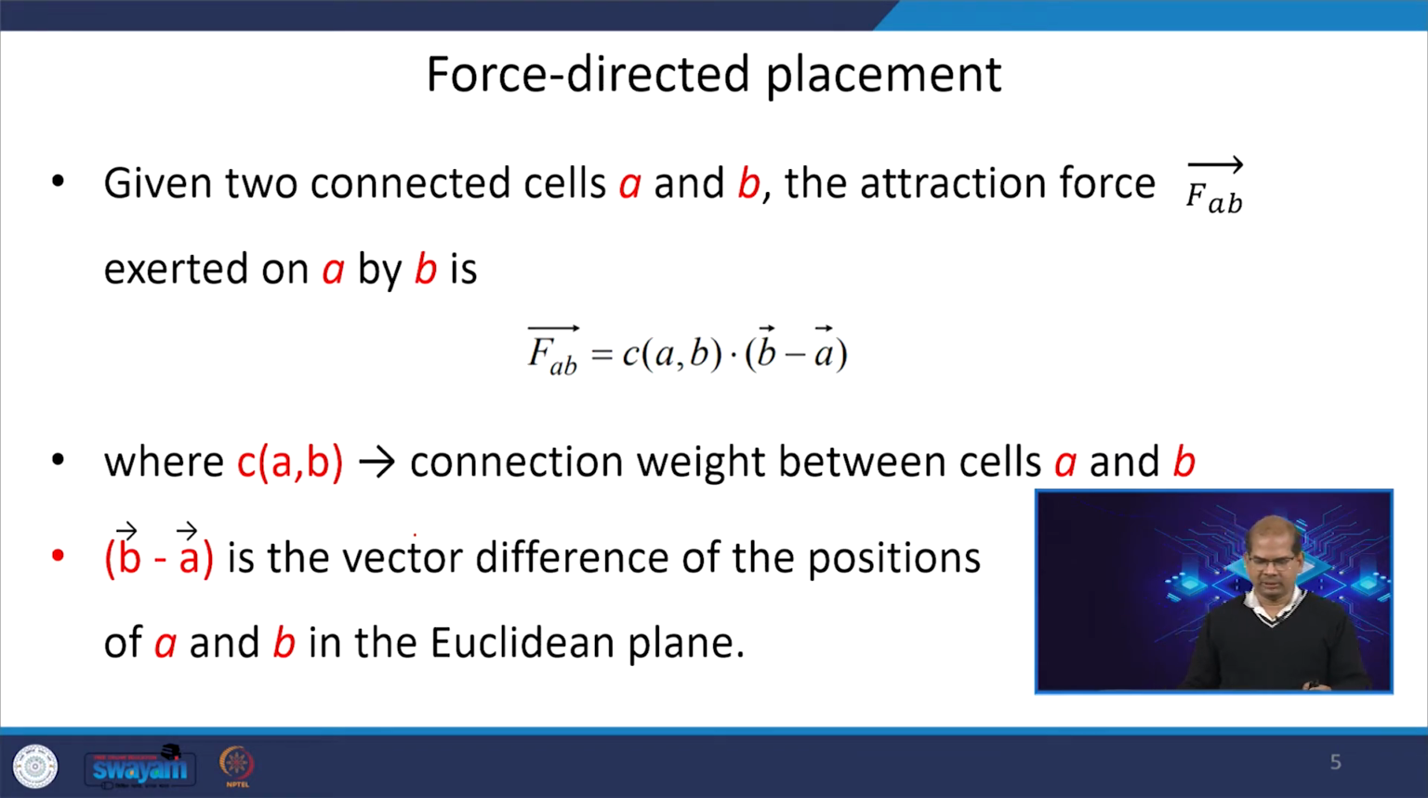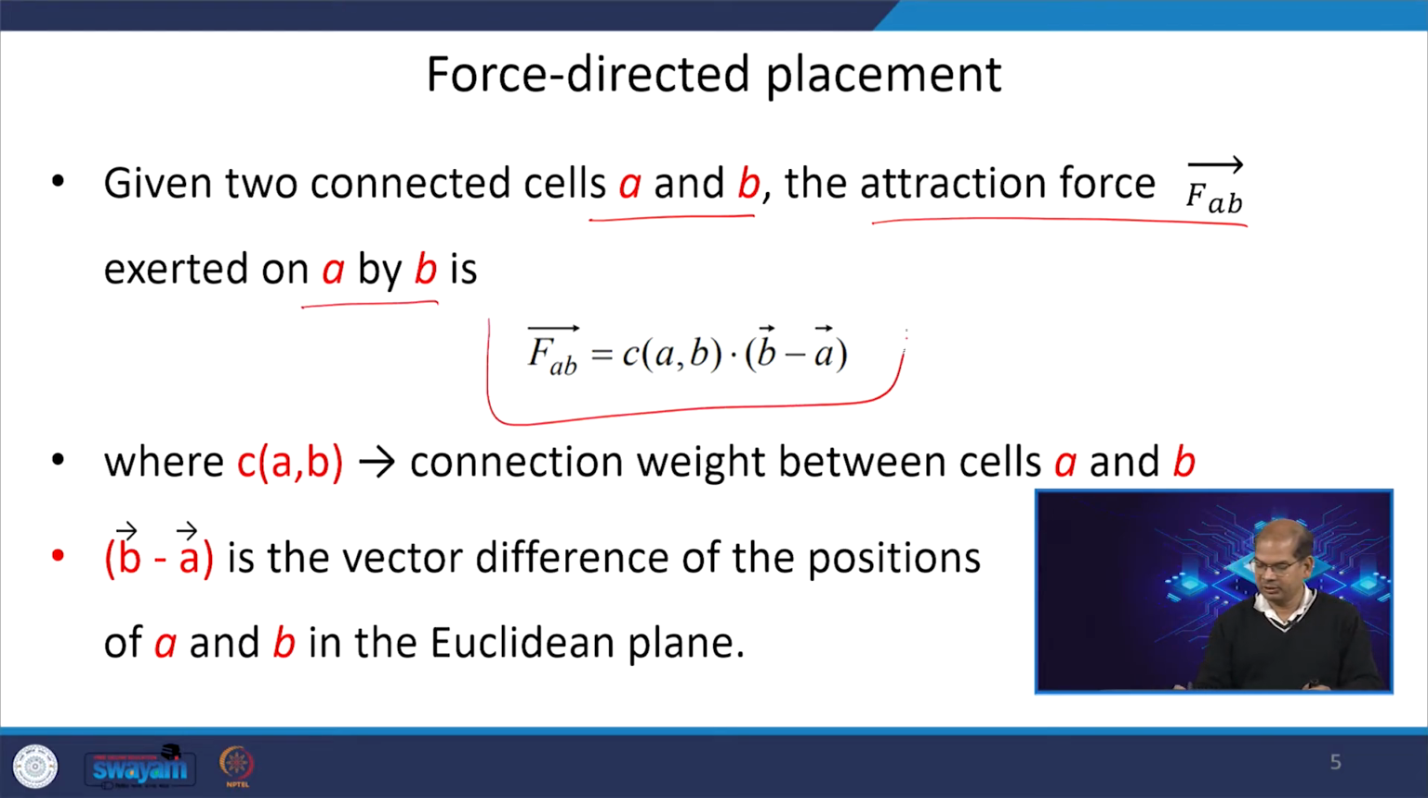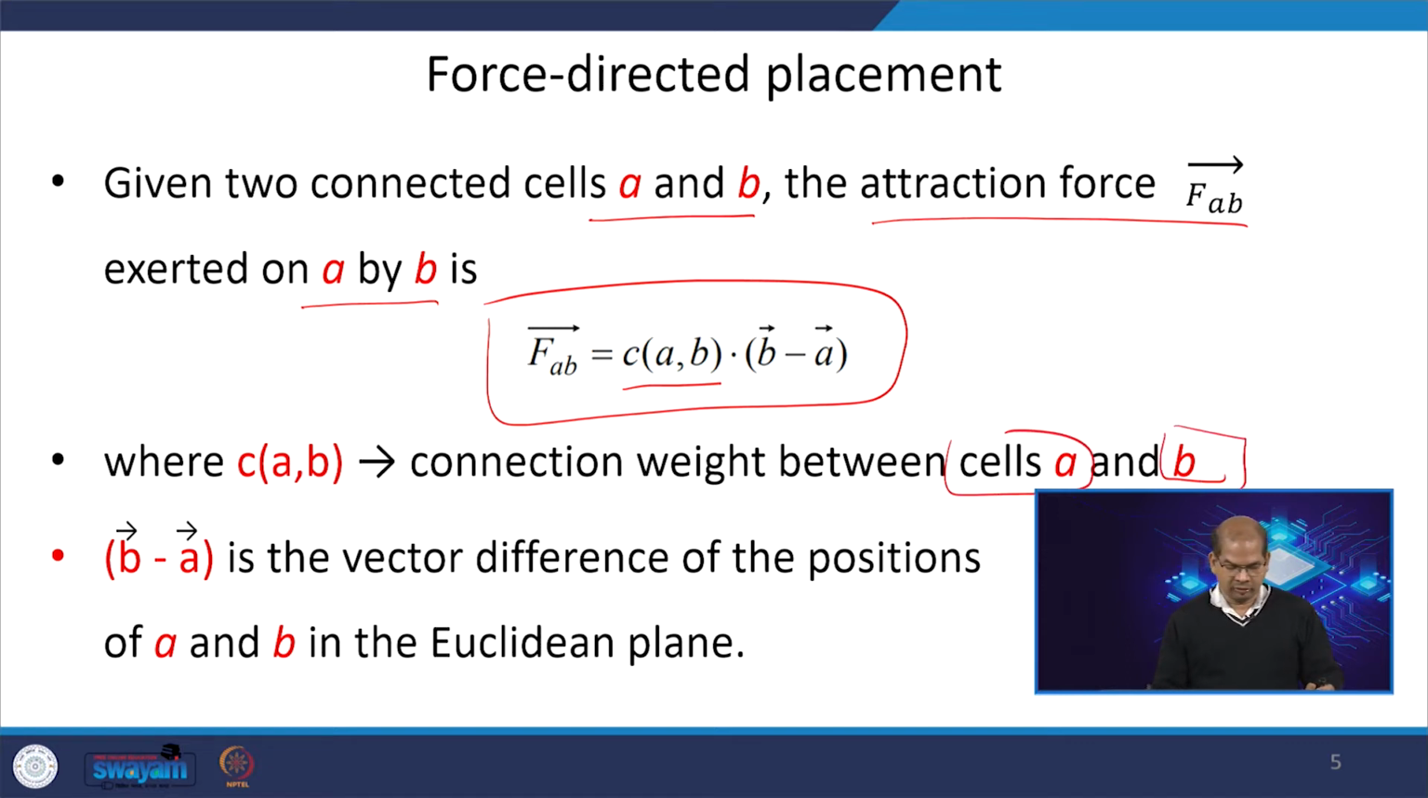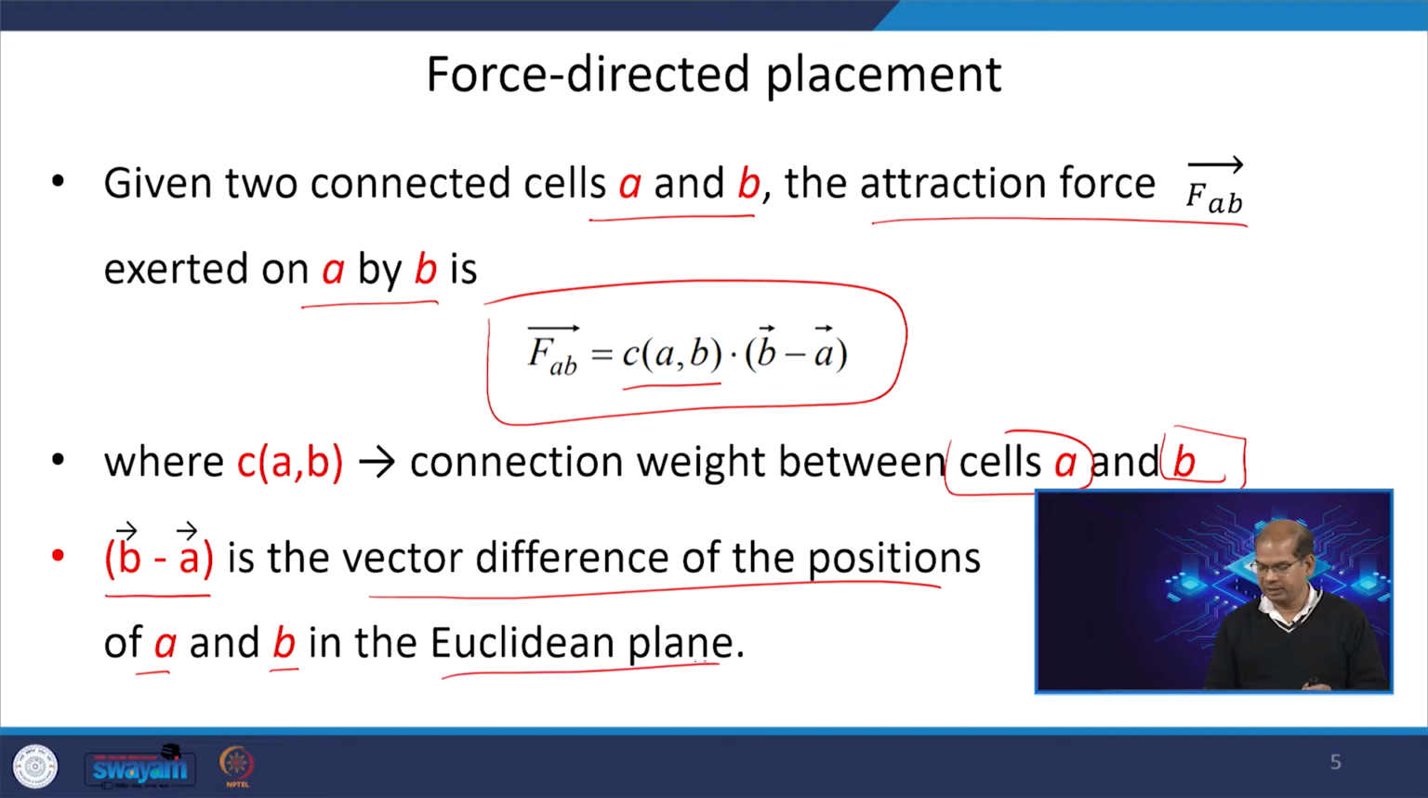Here, you have two connected blocks A and B, which have an attraction force F_AB between the blocks A and B, denoted by this expression. This C_AB is the connection weight between the cell A and the cell B. And B minus A is the vector difference of the positions of block A and block B in the Euclidean plane.